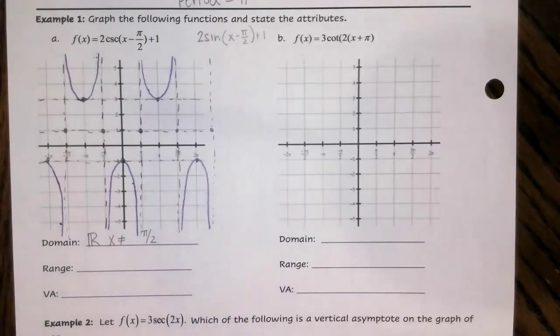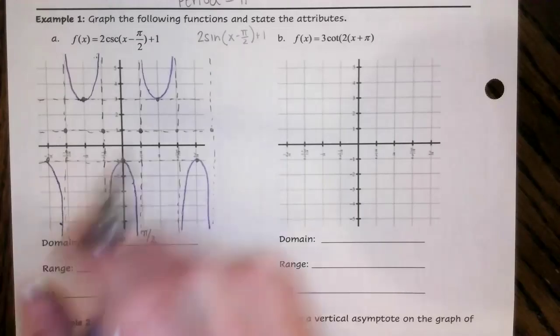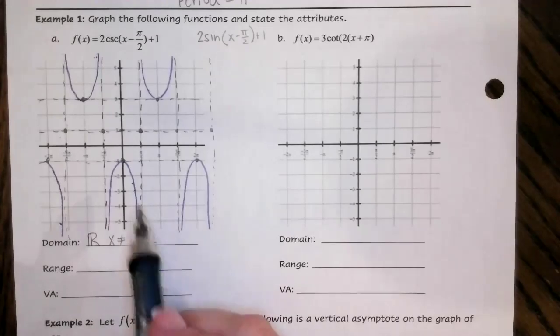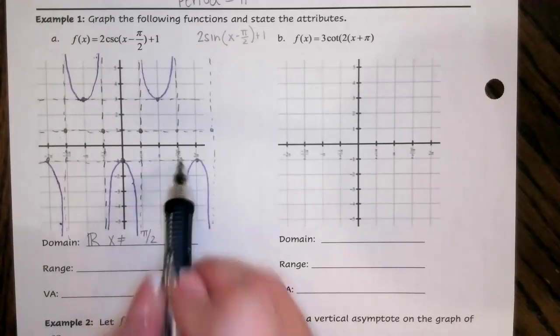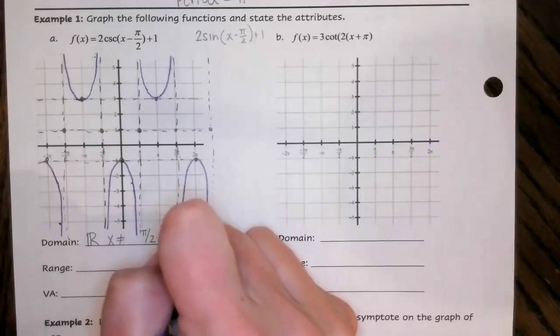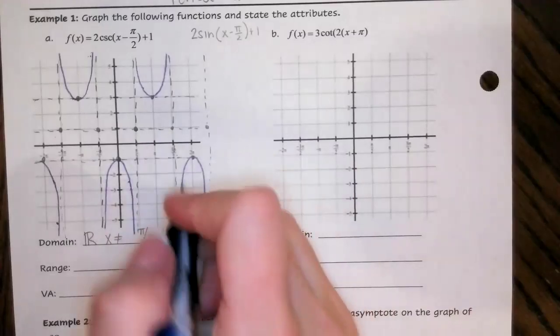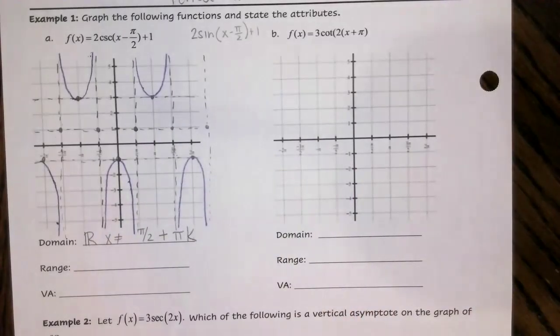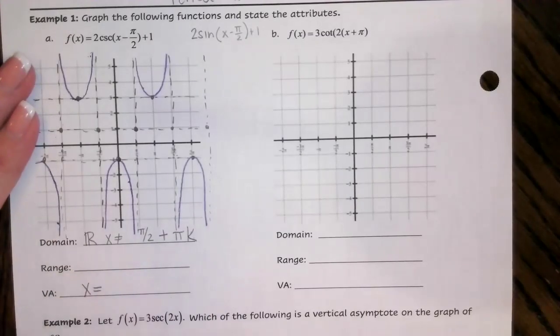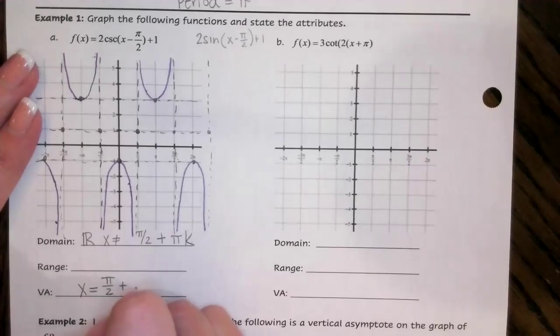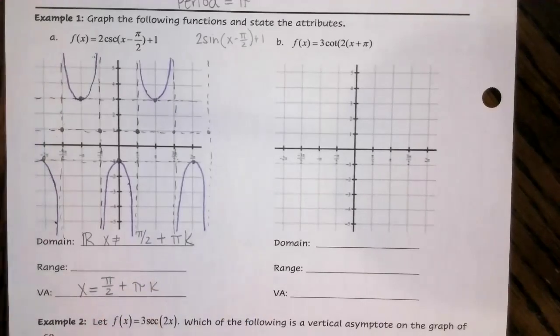Technically, if you used any of the other ones, it is equivalent, but we usually start with that first positive one there. So pi over 2. And then I've got another one, a pi distance away. So I'm going to say plus pi k, where k is an integer. All right. And so since I just wrote that, I'll go ahead and write my vertical asymptotes. Vertical asymptotes are always x equals because it is a vertical line, and that is pi over 2 plus pi k.